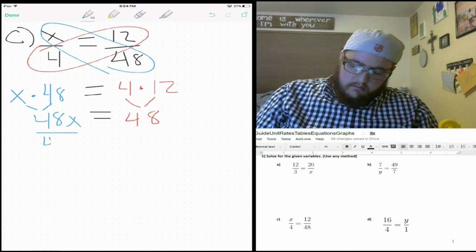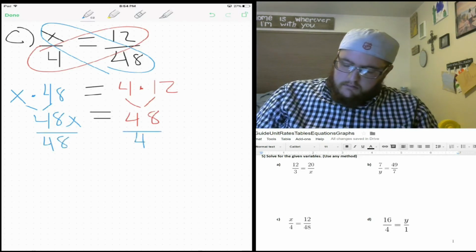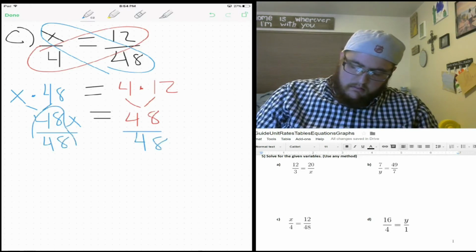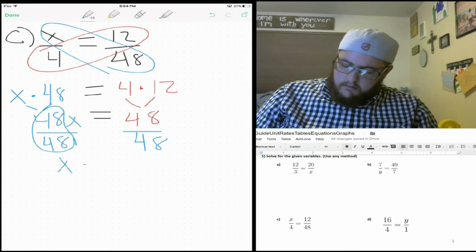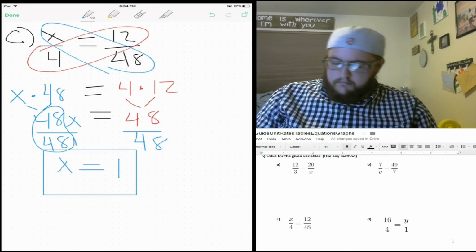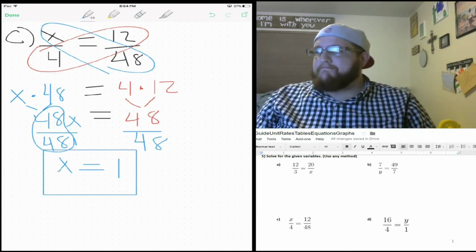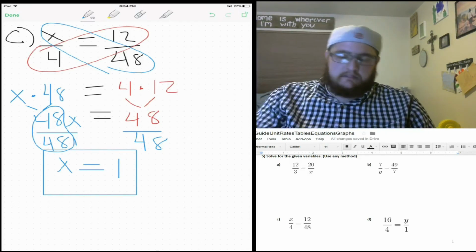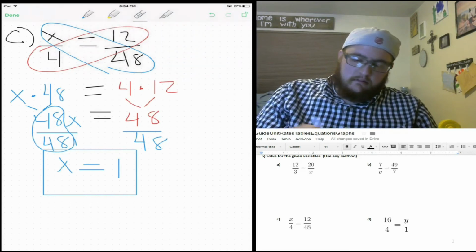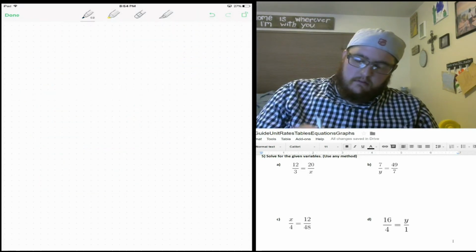Again, at this point we'll have to isolate x, and in order to do that we'll have to divide both sides by 48. On the left side we'll have a common factor in the numerator and the denominator, so the 48 divided by 48 will become 1. On the right side, 48 divided by 48 is also 1, therefore x equals 1. Now for D.